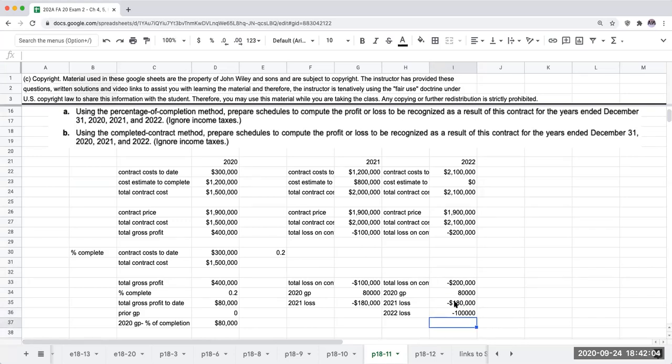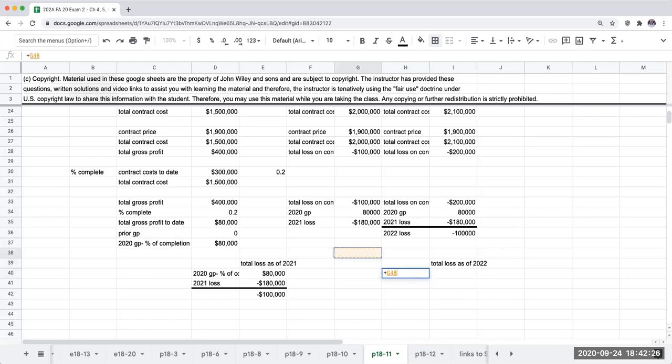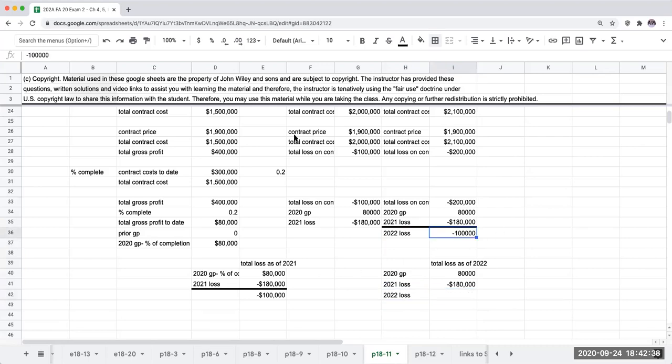Okay. How do I know that this works? Well, the way I know that this works is my total contract loss as of 2022. I recognized gross profit in 2020 of 80. I then had a loss of 180 in 2021. In 2022, I'm recognizing a loss of $100,000.